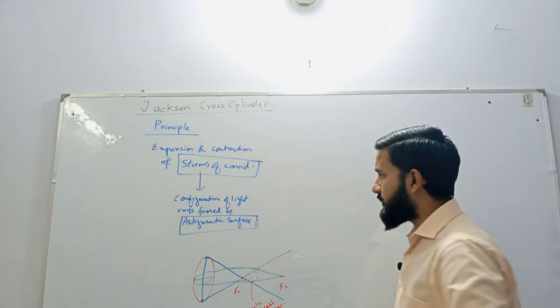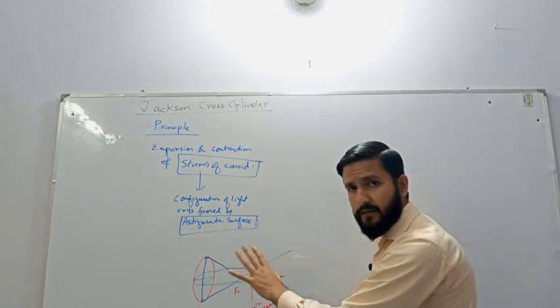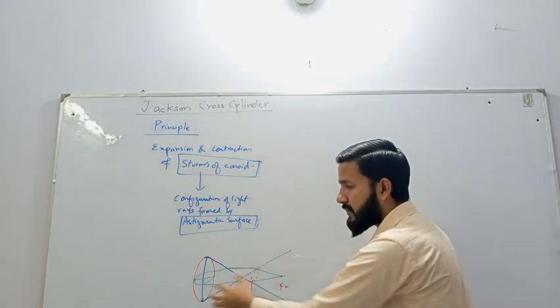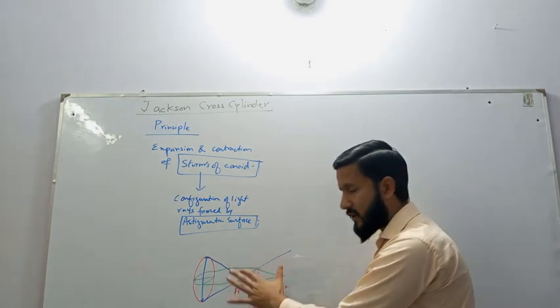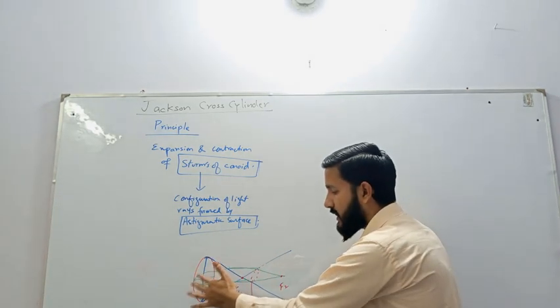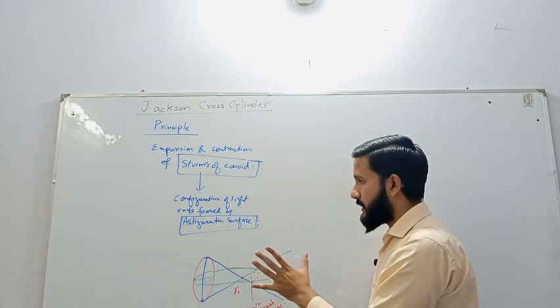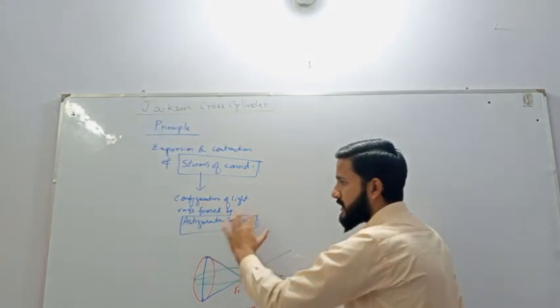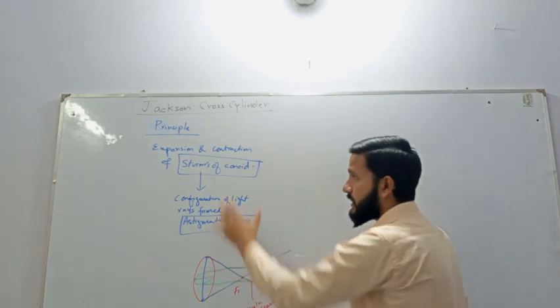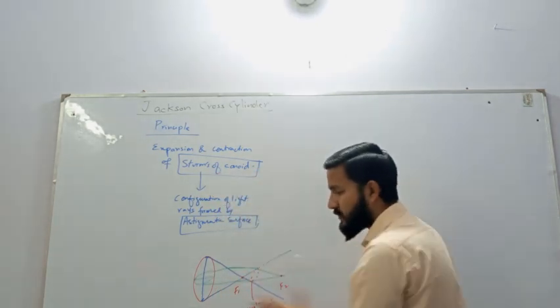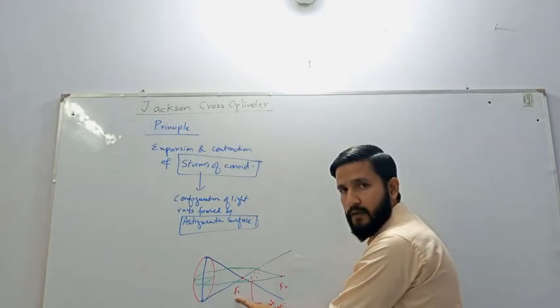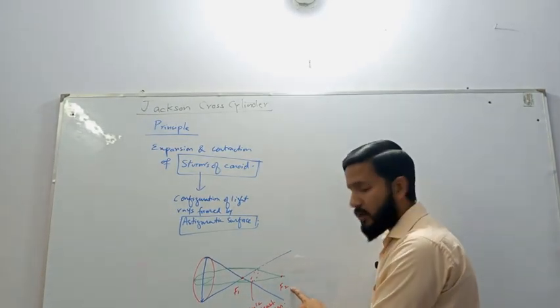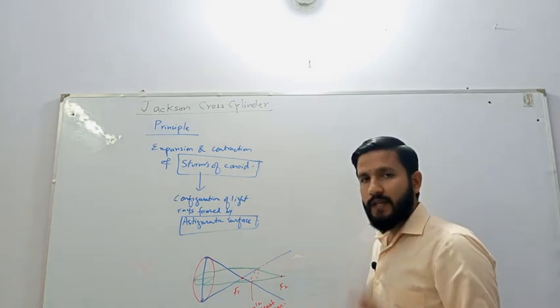Up to now, we have discussed an astigmatic surface having different power at different meridians. So the vertical meridian focuses light rays at one point, and the horizontal meridian focuses light rays at another point. The configuration of light rays formed by an astigmatic surface is known as Sturm's conoid. In Sturm's conoid we have three things: F1 the primary focal point, F2 the secondary focal point, and then the circle of least confusion.